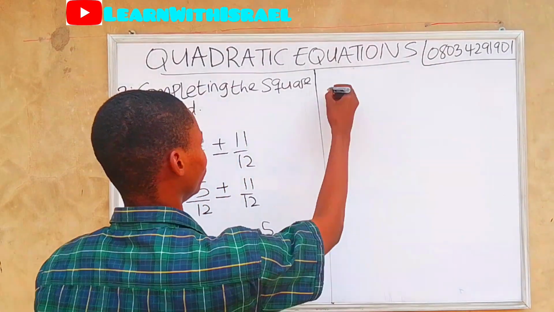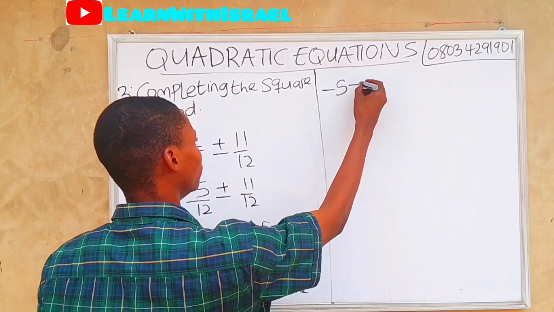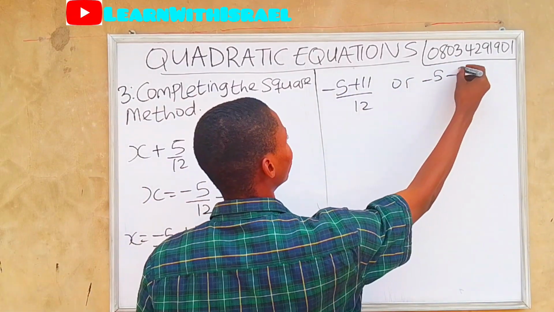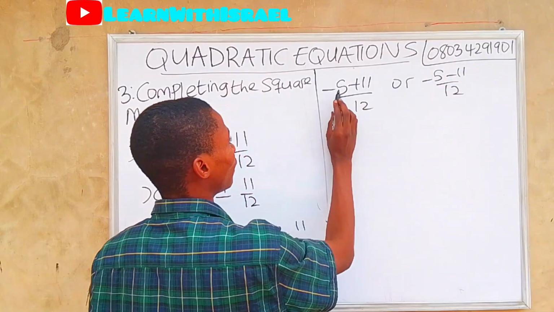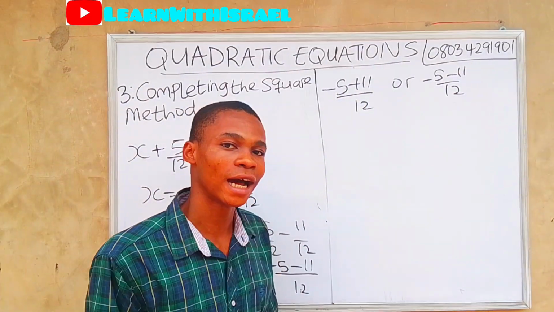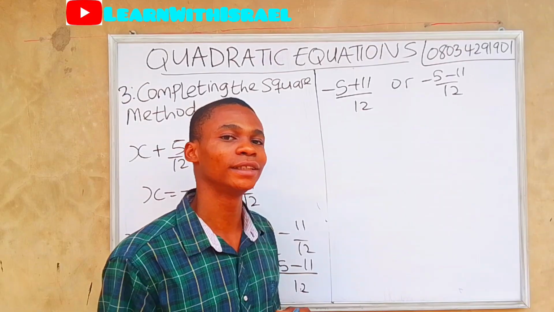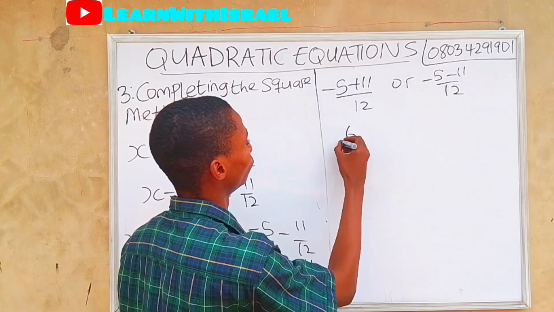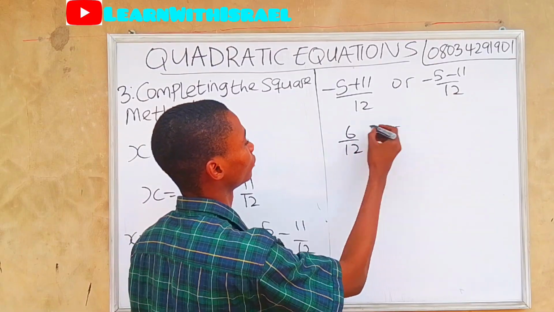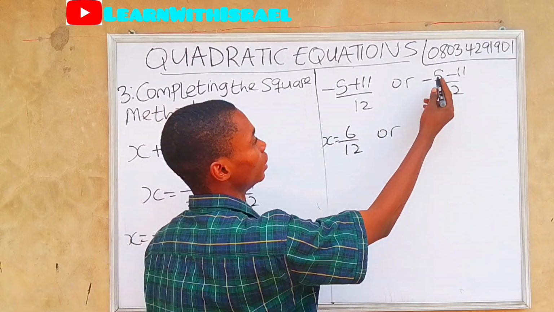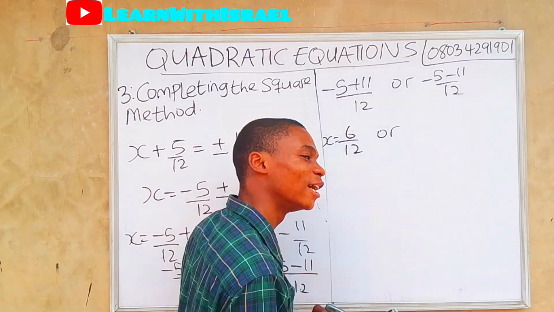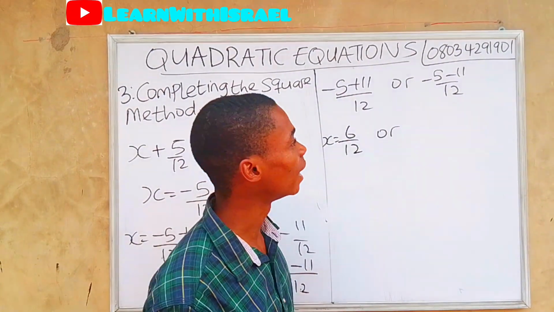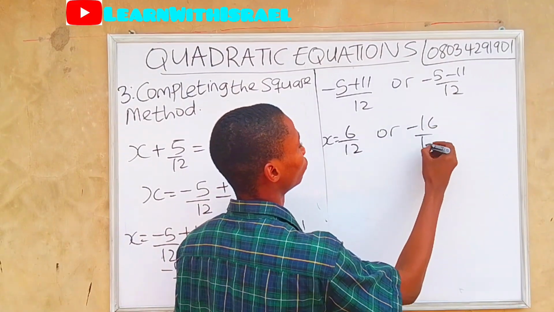So the next thing is bring our value here, minus 5 plus 11 all over 12, or minus 5 minus 11 all over 12. Minus 5 plus 11: you are owing someone 5 naira and you pay back 11 naira. How much is your change remaining? You have 6 naira left. So that's 6 all over 12. Or you are owing someone 5 naira and you went ahead to borrow another 11 naira. How much are you owing? You are owing 16 naira. So that's minus 16 all over 12.